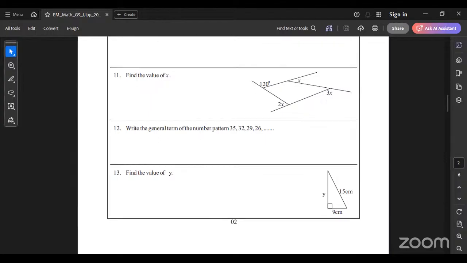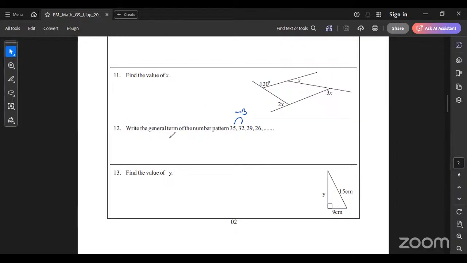Question number 12. Write the general term of the number pattern 35, 32, 29, 26. What's the general term? Starting from 35 and decreasing by which amount? Always 3. It's minus 3, no? The difference between two successive terms is minus 3.